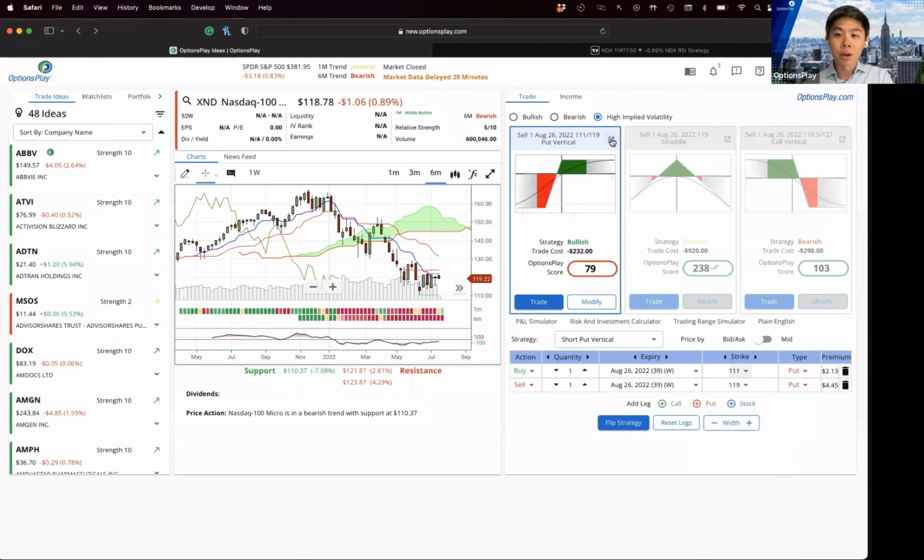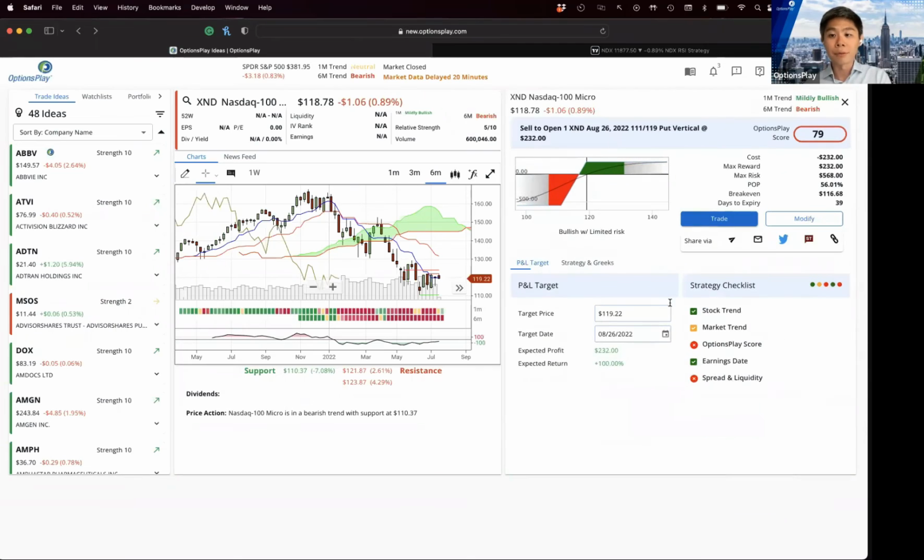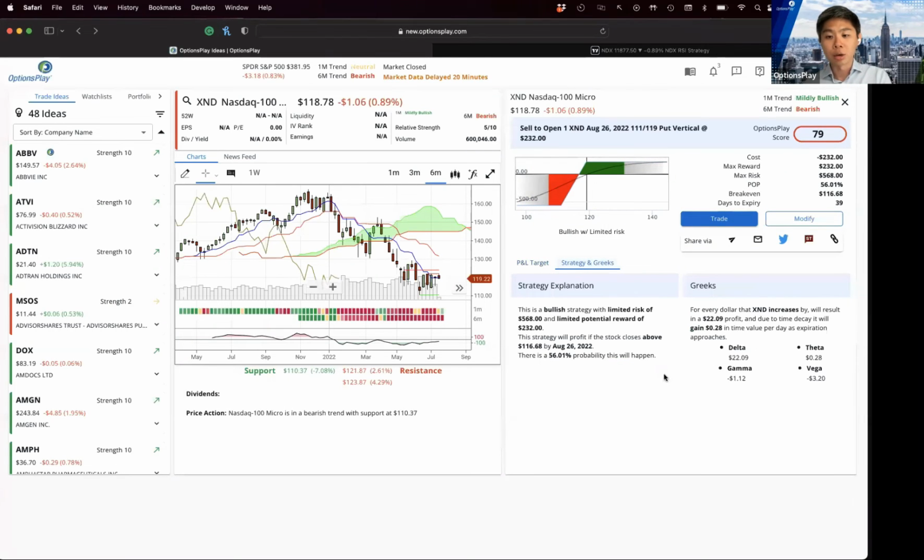Now, if you are looking for more Greeks on the whole platform, then you have strategy in Greeks, which has delta, theta, gamma, and vega. And not only do we express it to you in dollar terms, we also try to explain it to you in plain English. So it's a little easier to understand.